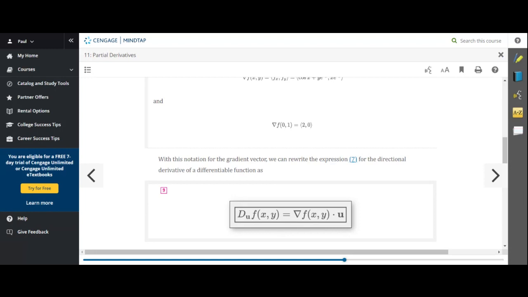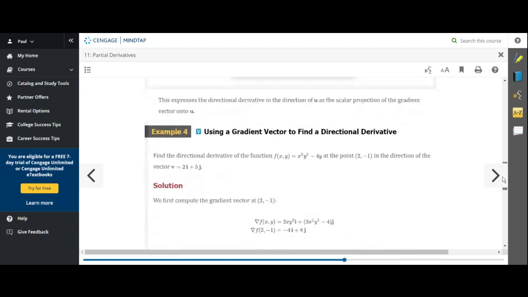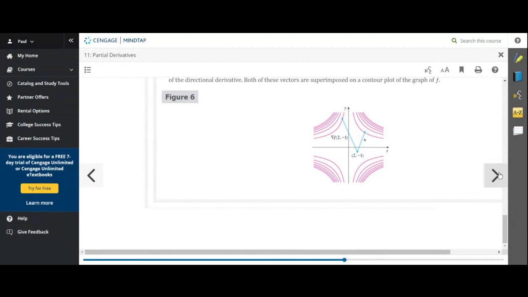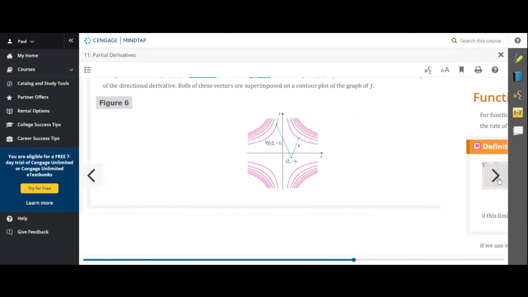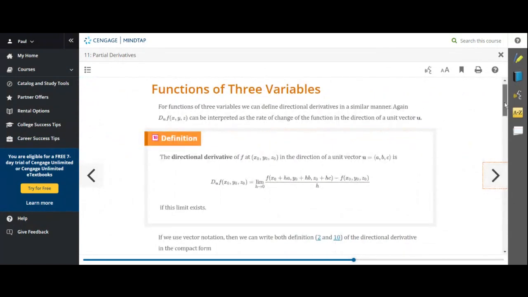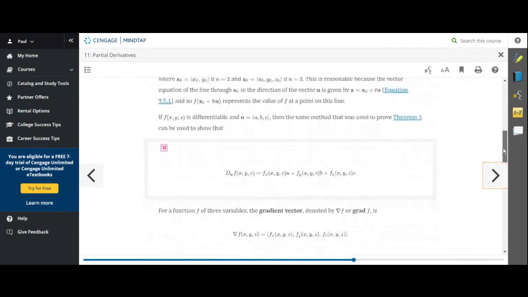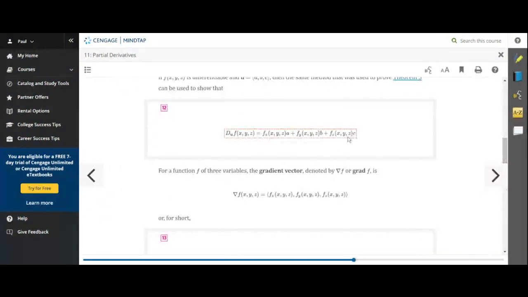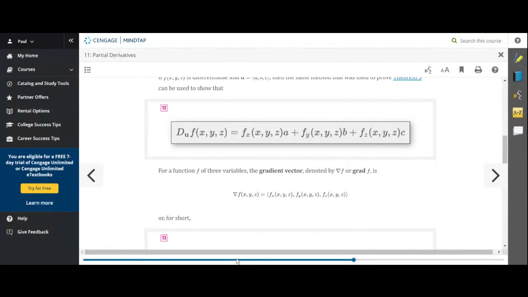All right. And incidentally, we're looking at directional derivatives for functions of 2 variables. But this can be extended to functions of 3 variables. So if you go a little further in the book here, they talk about functions of 3 variables. Okay, and there's the definition of a directional derivative for a function of 3 variables.